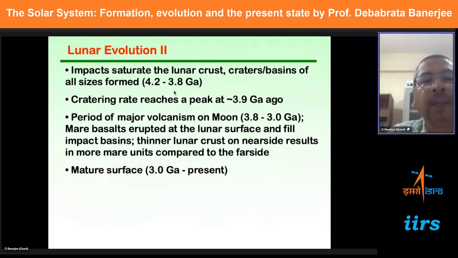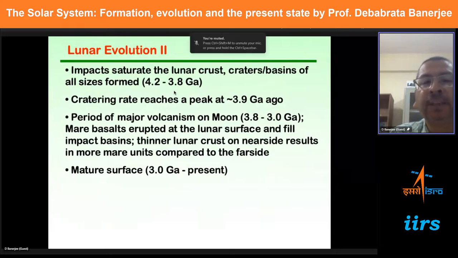But the cratering rate, whether it reached a peak or not, and how long it continued, is debatable, particularly in the early part of the Moon's history, because Apollo sampled only a part of the Moon, Apollo and Luna. So we don't have ages which tell us about the entire time scale of lunar evolution. More sample return missions are required, and I will highlight this in the next slide.